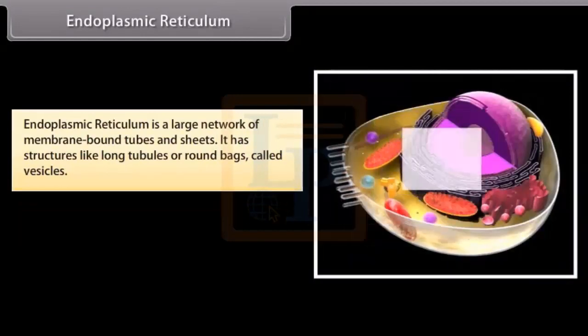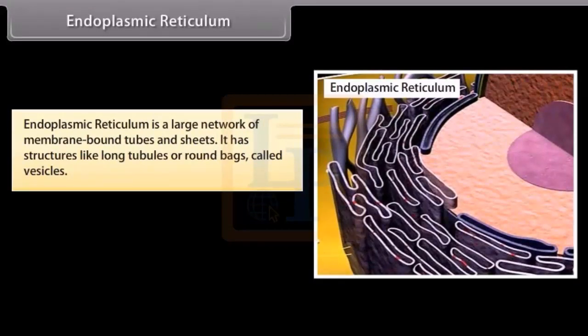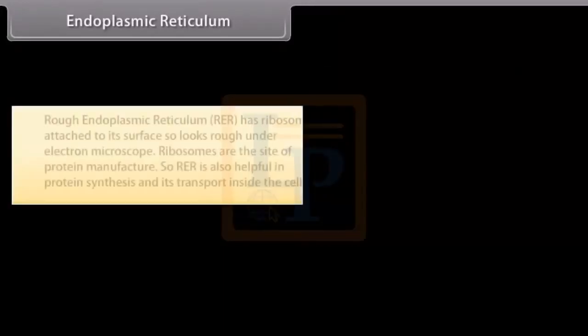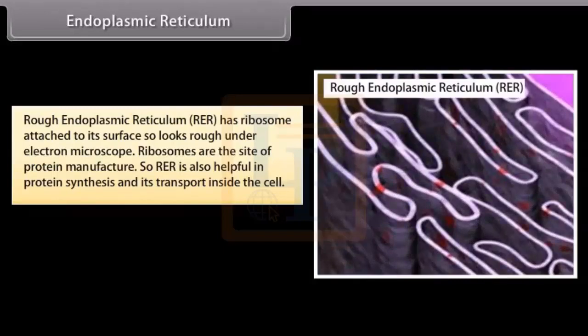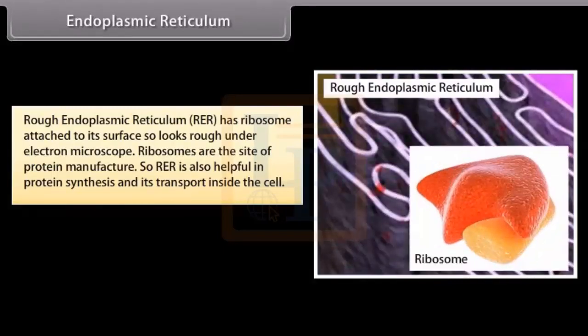Endoplasmic reticulum. Endoplasmic reticulum is a large network of membrane-bound tubes and sheets. It has structures like long tubules or round bags called vesicles. On the basis of presence of ribosomes, they are of two types: rough endoplasmic reticulum, RER, and smooth endoplasmic reticulum, SER. Rough endoplasmic reticulum, RER, has ribosomes attached to its surface, so it looks rough under the electron microscope.